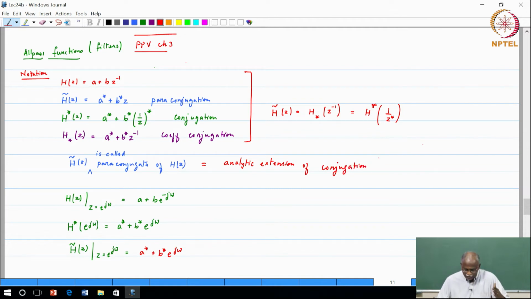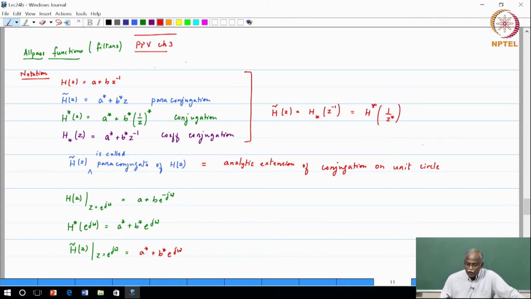Again, this is something that you would have studied as part of your analytic functions and properties. Even otherwise, Vaidyanathan's book gives an excellent overview of those results that we need from complex variable theory.